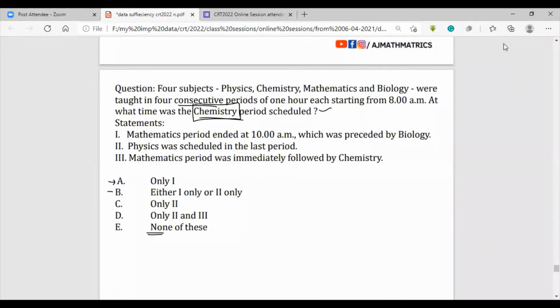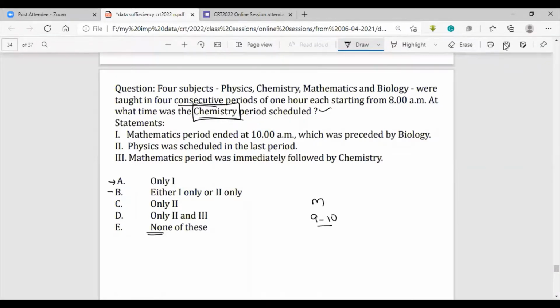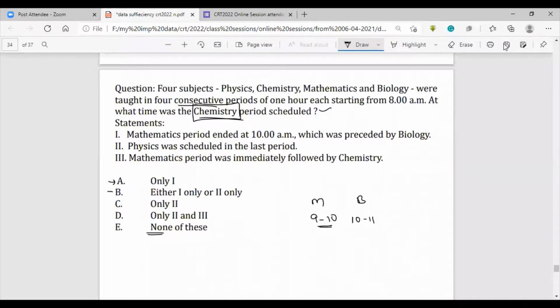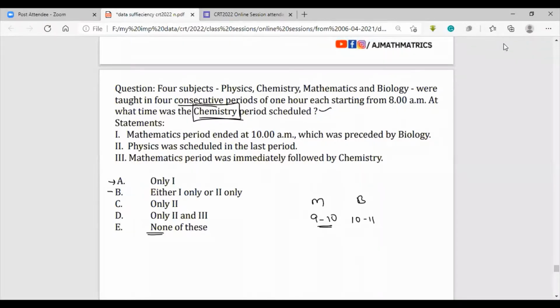Now the first statement says the mathematics period ended at 10 a.m. So if the mathematics period ended at 10 a.m., the time will be 9 to 10, which was preceded by biology. Preceded means math is before biology. So biology will be 10 to 11, obviously. So the first information says math class is 9 to 10 and biology class is 10 to 11. Now there is no information about chemistry. Chemistry may be 11 to 12 or maybe 8 to 9. So 1 alone is not sufficient. So we'll eliminate B.